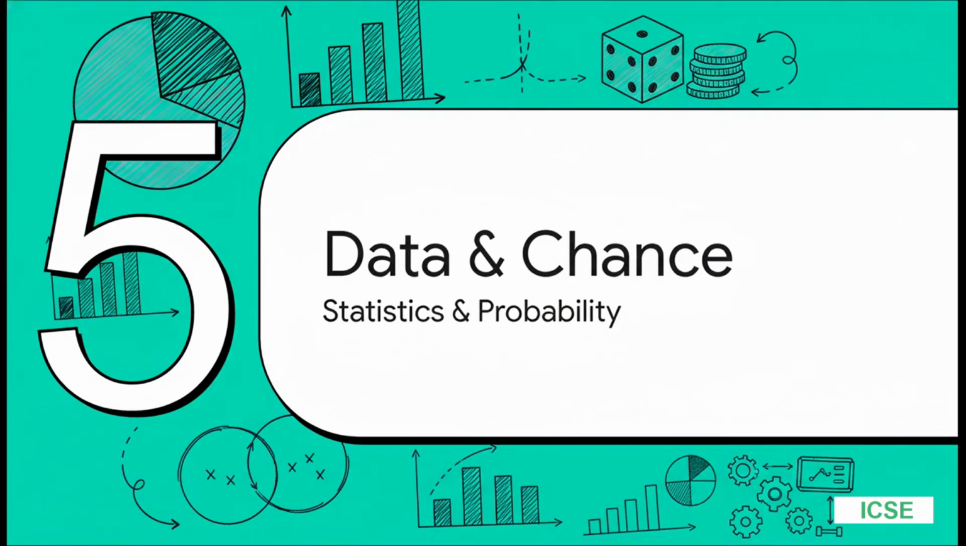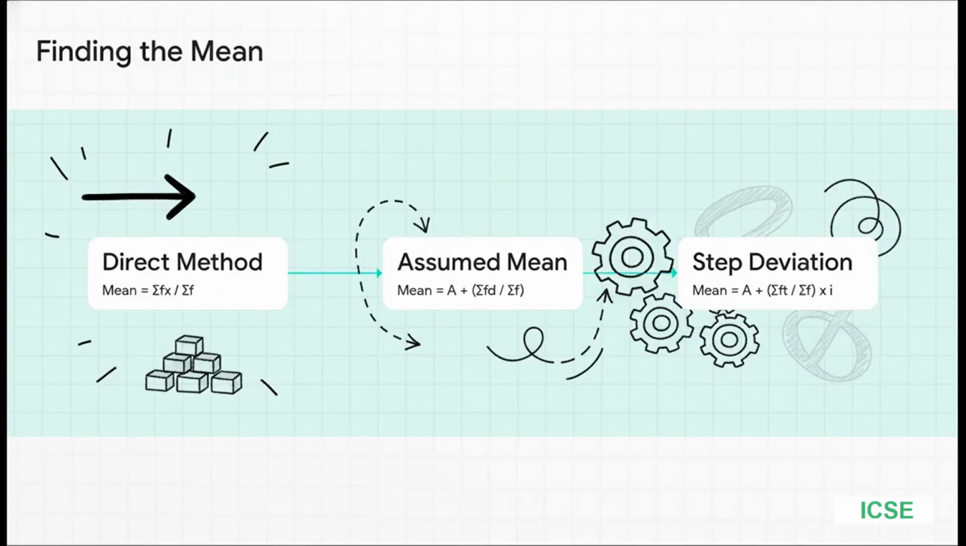Let's open our final compartment. This one is all about making sense of the world through numbers. We're looking at the tools of statistics and probability to help us understand data and figure out the odds of something happening. So when you need to find the average or the mean of grouped data, you've got three methods.